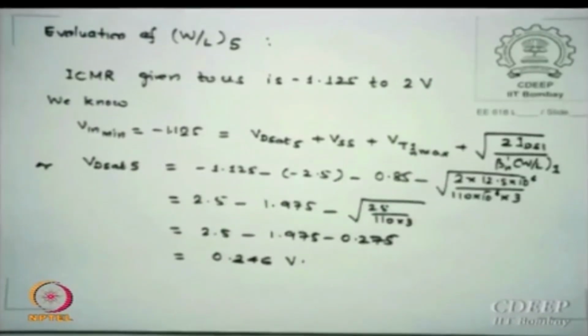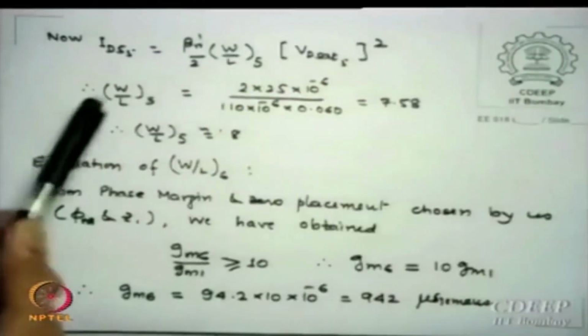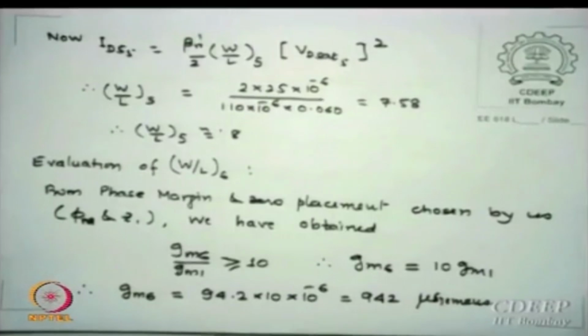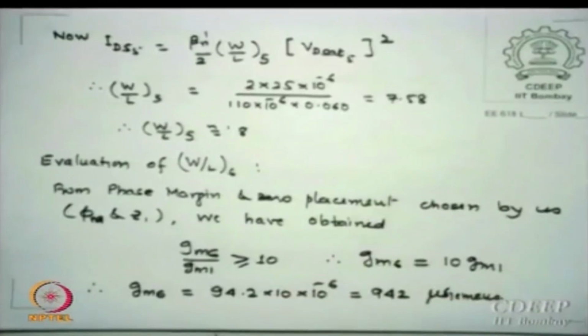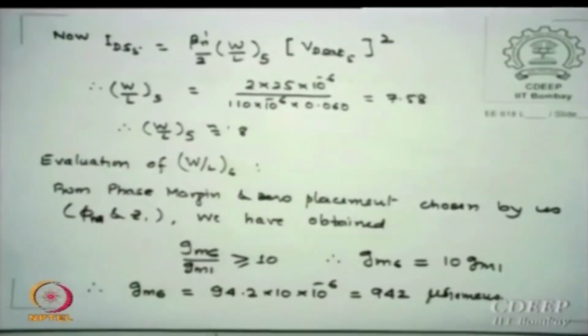Okay, so once I know VD sat 5, what can I calculate? By current I can calculate IDS 5, which is beta n dash by 2 W by L5 into VD sat square, VGS minus VT. So I wrote the IDS 5 expression, and from there I evaluated W by L5, which is 7.58, rounded to 8. Why I am saying I am not worried too much, because these are the specs you will start with your design and verify.